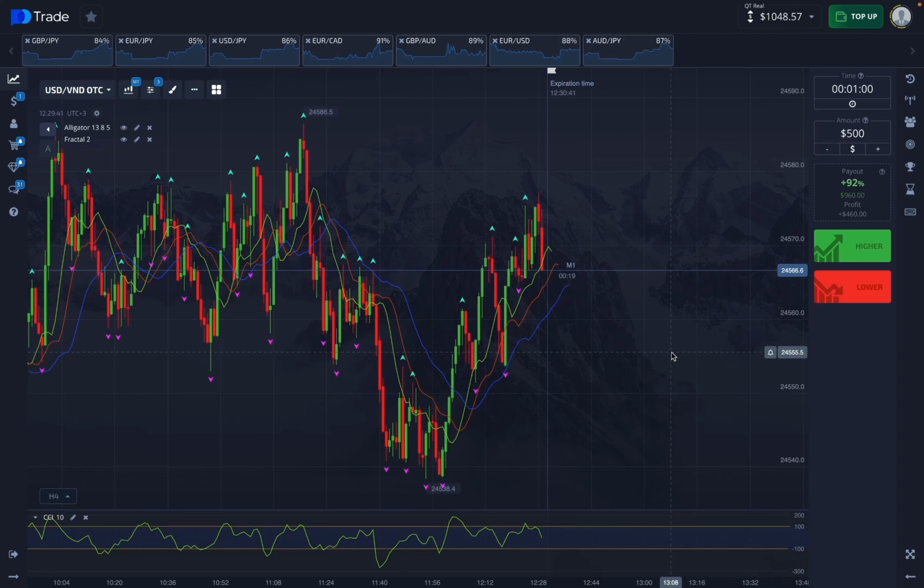So we are at the broker. Let's get started with our analysis, with our trading. Today we are analyzing this selection of indicators. Namely, we have CCI with a period of 10 and alligator and fractal. Alligator and fractal are trend indicators. We leave them with default settings.